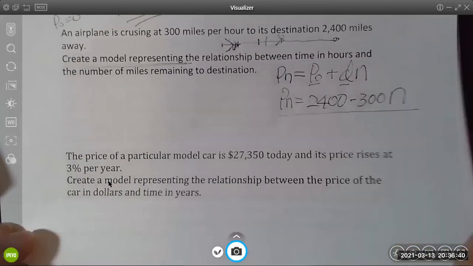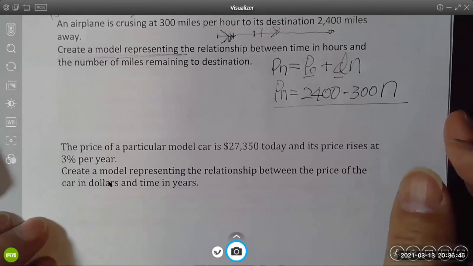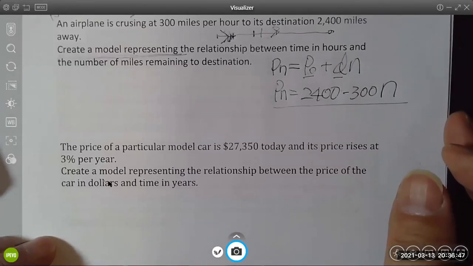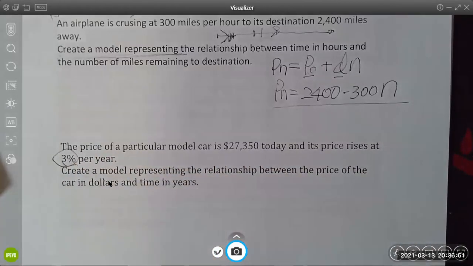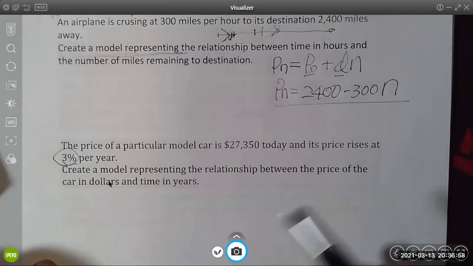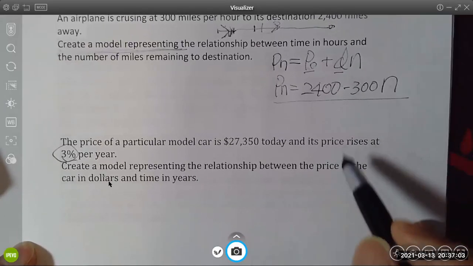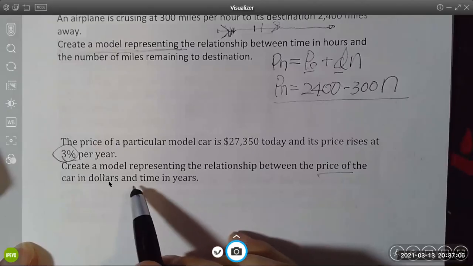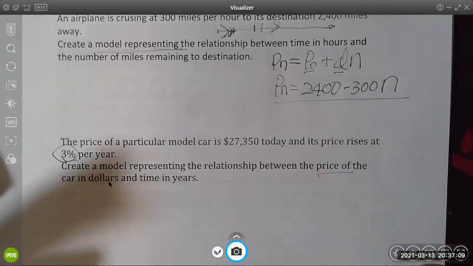Okay, next one. The price of a particular model car is $27,350 today, and its price rises at 3% per year. A constant percentage change just tells us this is an exponential model. How easy is that? Create a model representing the relationship between the price of the car, which is output, in dollars, and time in years. That means time is our input, because price depends on time. Time never depends on the price.